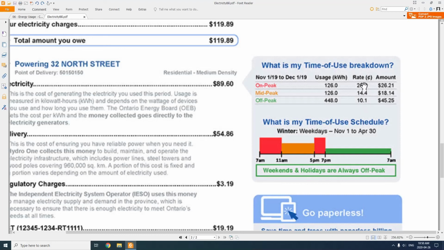So if we compare these amounts, it's actually a lot cheaper, right? If you look at the energy usage here, it costs about 21 cents per kilowatt hour during the on-peak times and only 10 cents per kilowatt hour during the off-peak. So it's actually half the price.